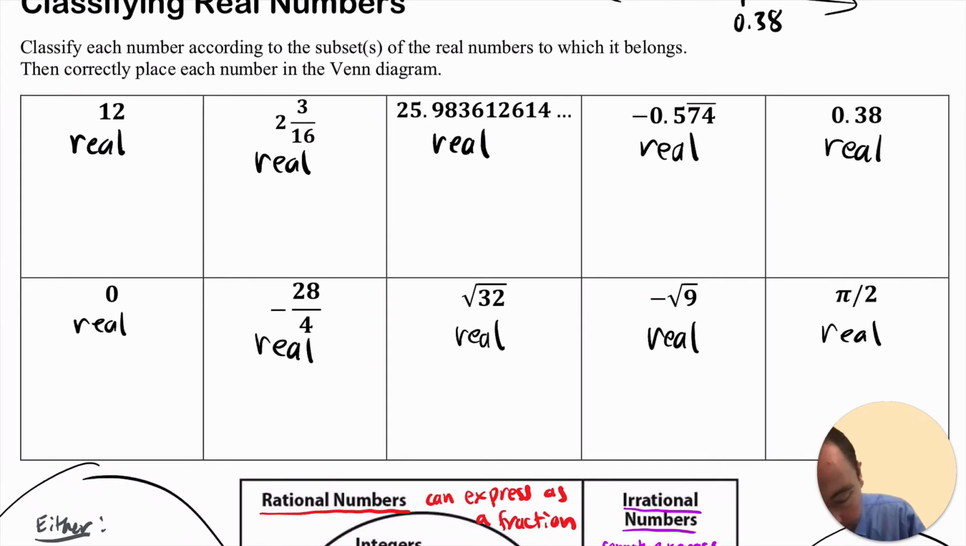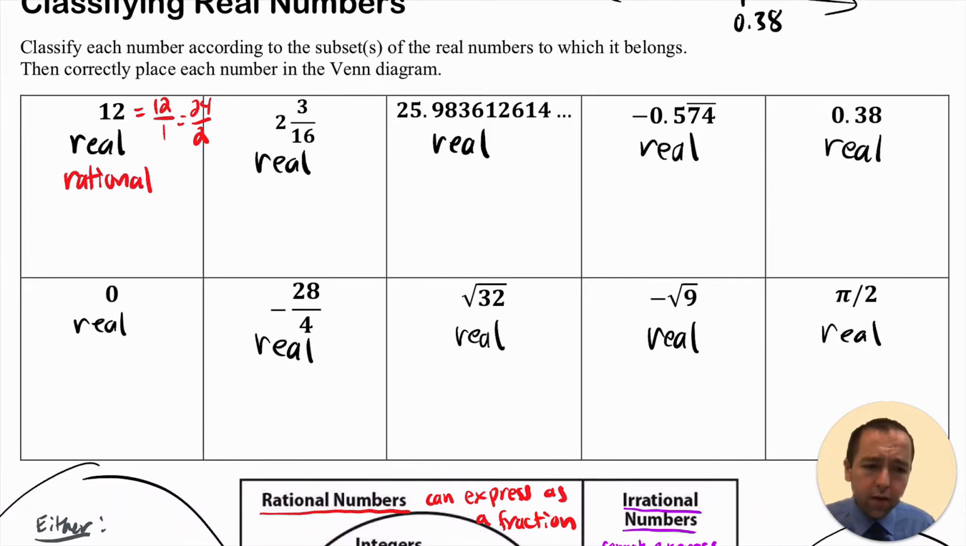All right, so let's start with 12. 12 is definitely rational, and the reason we can prove that is if I write it as 12 over 1, or I could write it as 24 over 2, right? We can write that as a fraction. So that's going to be a rational number. 2 and 3/16, pretty clearly, that's a fraction. You could write it as 35 over 16 if we converted that to an improper fraction versus the mixed number. So that's also going to be rational because we can write that as a fraction. It is in fraction form, right?